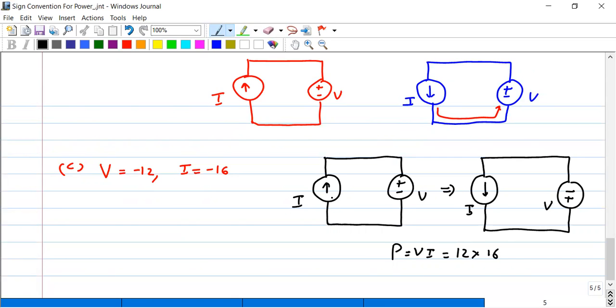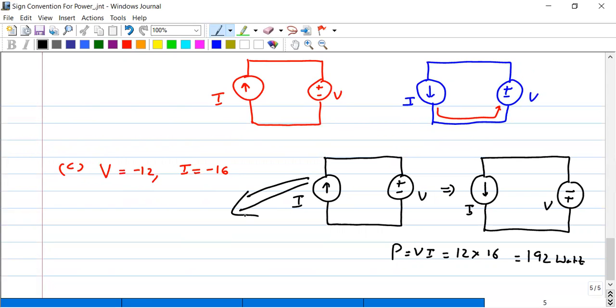When compared to the previous or original circuit, you have already changed the polarity directions. Therefore, there is no need to put minus 12 and minus 16 here. This will come out to be approximately 192 watts. Okay, 192 watts. Fine. Other way around, somebody can say, no, sir, I will still use this circuit and try to find out the power.